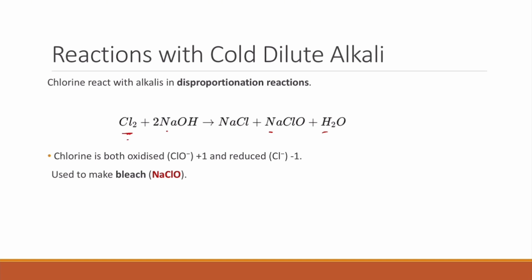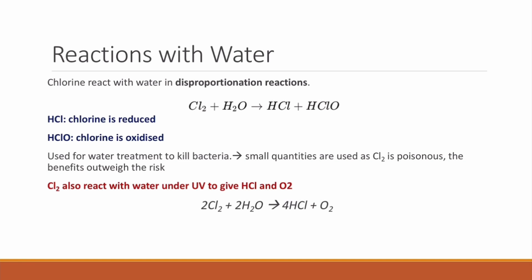So chlorine here has an oxidation state of 0, and then it will give you the chloride, sodium chloride, with an oxidation state of -1, which means this got reduced, and in sodium chlorate(I), the oxidation state of the chlorine is +1, meaning this got oxidized. So the same chlorine got oxidized and reduced in the same reaction. The sodium chlorate(I) that is formed is used as bleach, and these are very well known and common types of question in the exam.